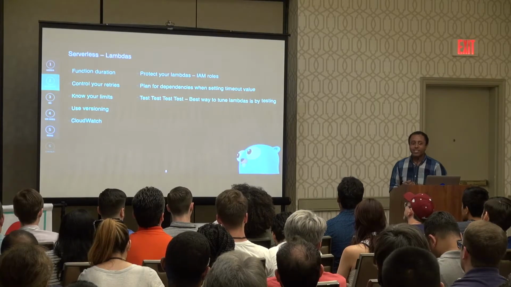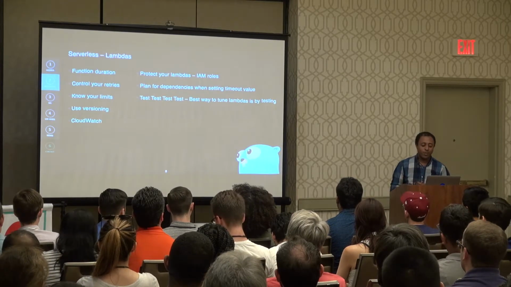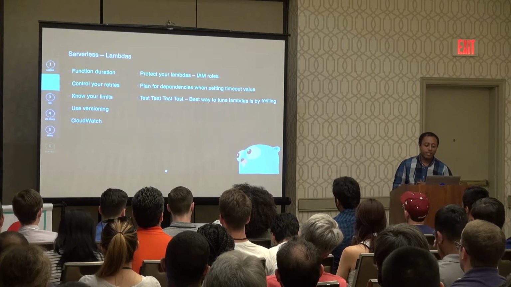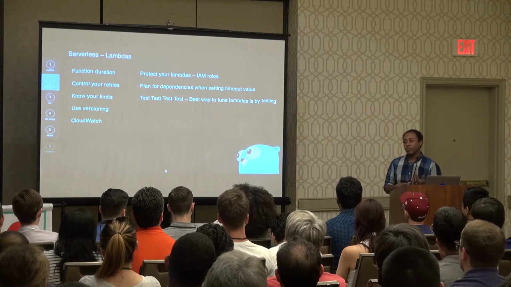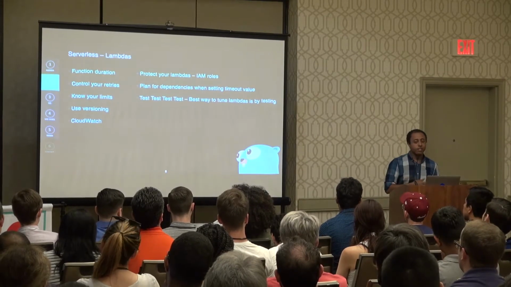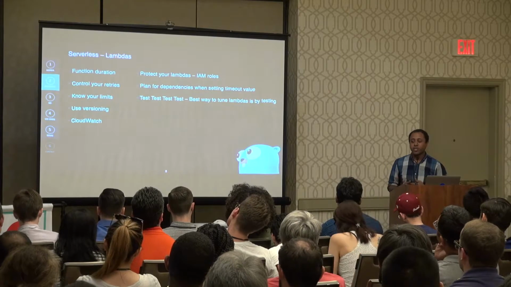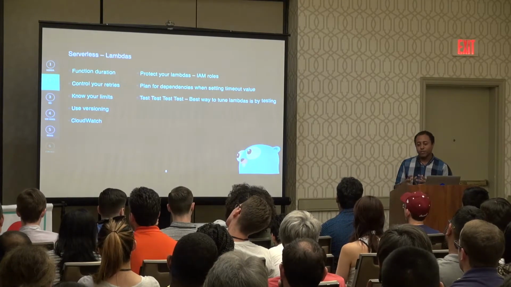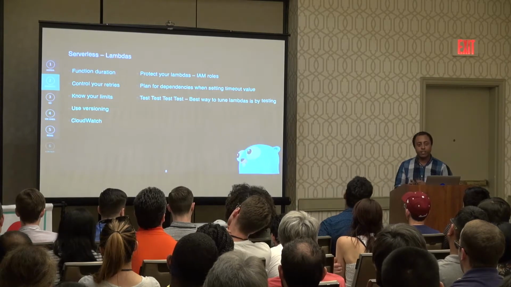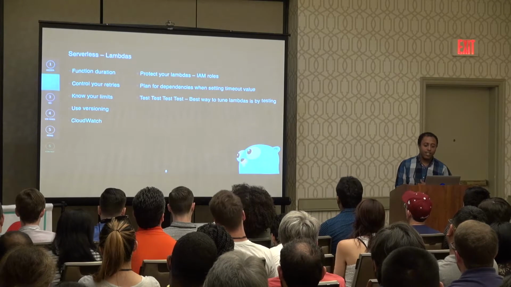Protect your Lambdas. Give them IAM roles or any kind of role provisioning, and plan for dependencies. That's what I mentioned before. You might have one service outside your application that just takes longer than everything else, so plan to spend more time on that dependency. You might even write a separate Lambda just to hit that one service and get that response, and then send it onto your network of functions.